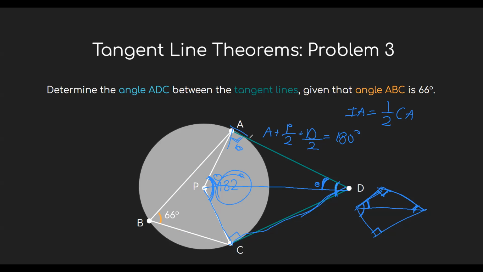So if we know that A is 90 degrees, since A has to be 90 degrees because it's a tangent line, right? Tangent line has to form 90 degrees, or perpendicular. So A we can say is 90 degrees. P we can say is 132 degrees, but we need half of it. So 132 divided by 2 is 66. Plus half of D is 180 degrees.